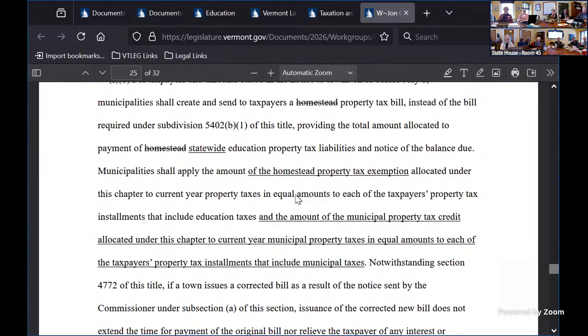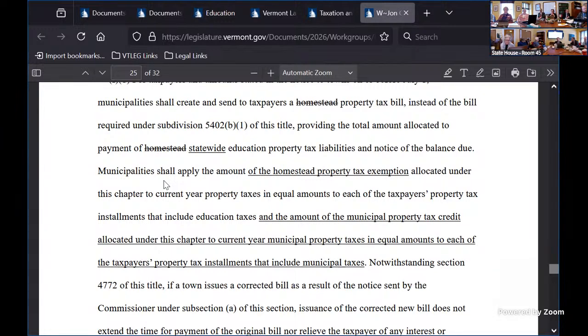I will call out here, municipalities are to apply the amount of the homestead property tax exemption to current year property taxes across installments, and clarifying that the amount of municipal property tax credits allocated under this chapter can also be applied in equal amounts to each installment. I think that this is consistent. Can or should be. Shall be. Okay, thank you.